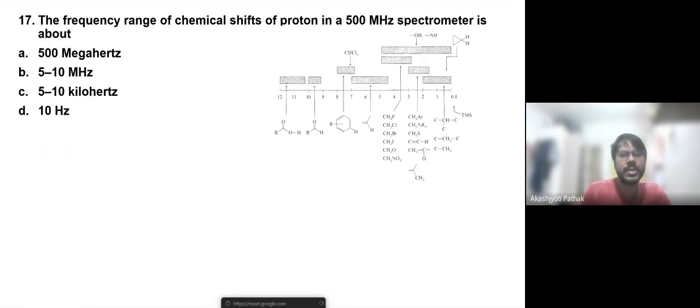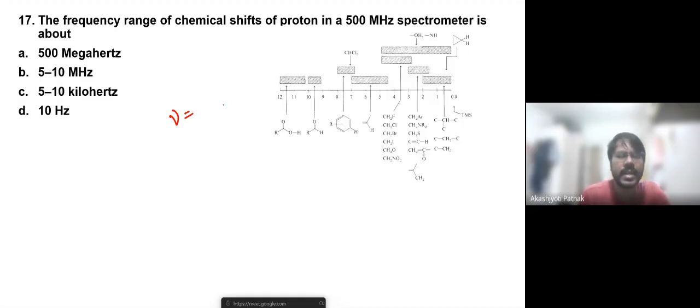Now this is one of the questions which we will understand more in the next class. But for now, what you have to understand is that in this question you have been asked to comment on the frequency range of chemical shifts of protons in a 500 megahertz spectrometer. If you see a proton spectrum, it ranges from 1 ppm to 12 ppm. Okay, 1 ppm to 12 ppm.